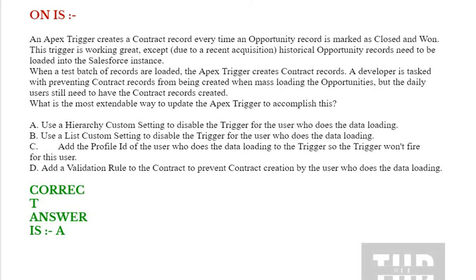Option A. Use a hierarchy custom setting to disable the trigger for the user who does the data loading. Option B. Use a list custom setting to disable the trigger for the user who does the data loading. Option C. Add the profile ID of the user who does the data loading to the trigger so the trigger won't fire for this user. Option D. Add a validation rule to the contract to prevent contract creation by the user who does the data loading. Correct answer is option A.